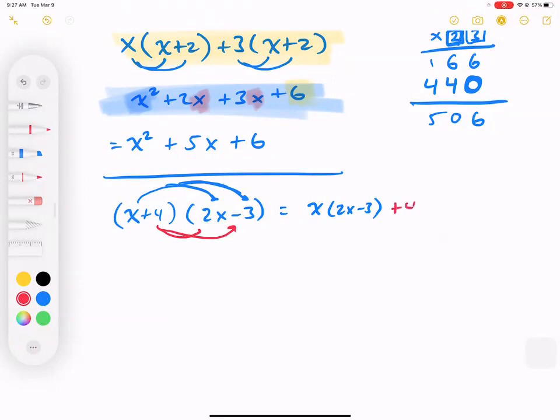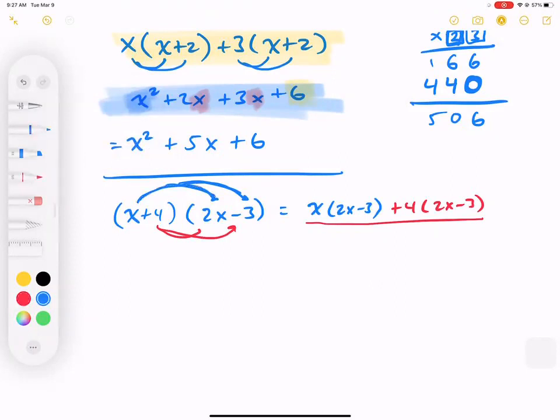That's plus 4 times 2x minus 3. Now, writing this move here is just for your brain. It's just to remind your brain what you're doing. I'm multiplying x by everyone and then 4 by everyone. That's a positive 4. But really, we could just work from this point.